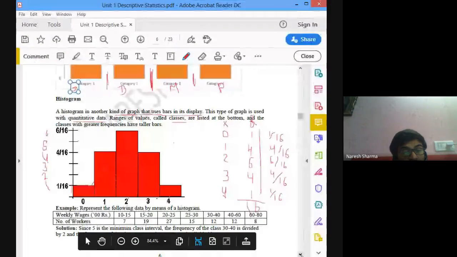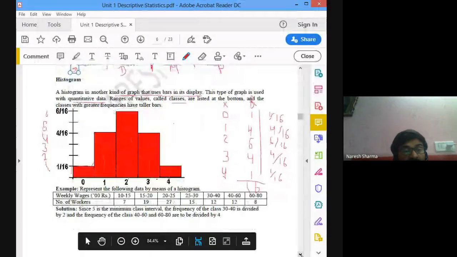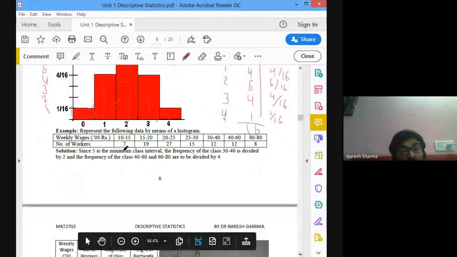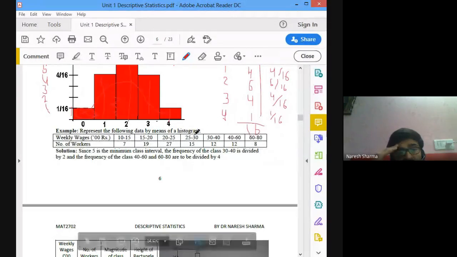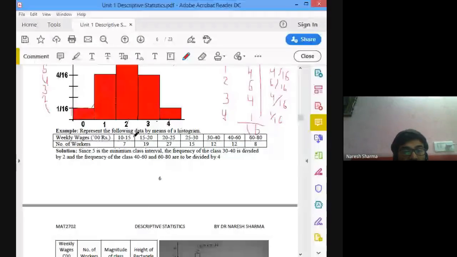So next example: represent the following data by means of a histogram. We need to represent this data in the form of a histogram. First, 10 to 15 has 7 workers. These are the wages given in hundreds. 1500 to 2000 is 19. Similarly, this table, this data is given to us.